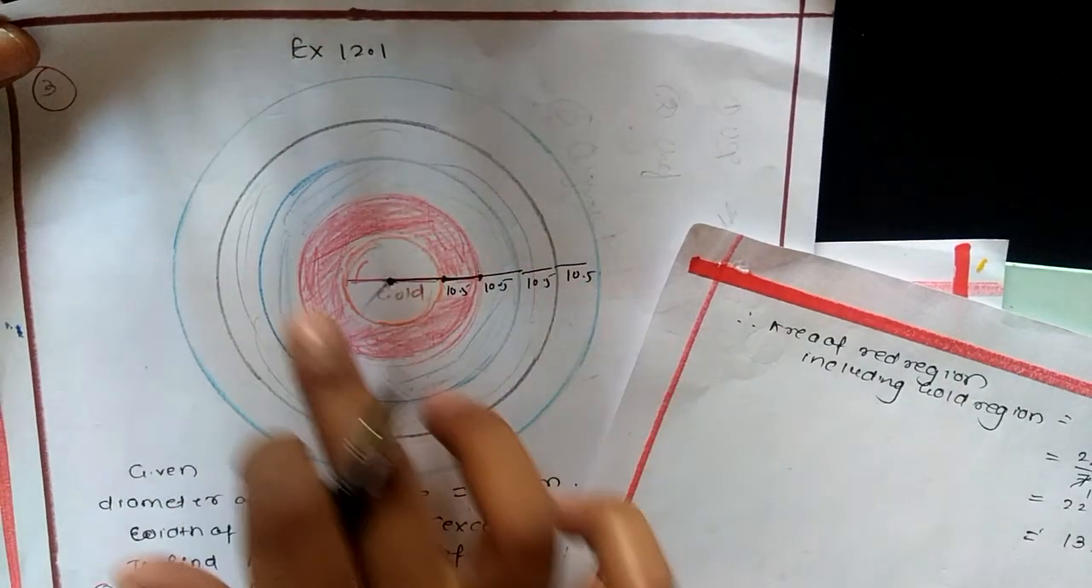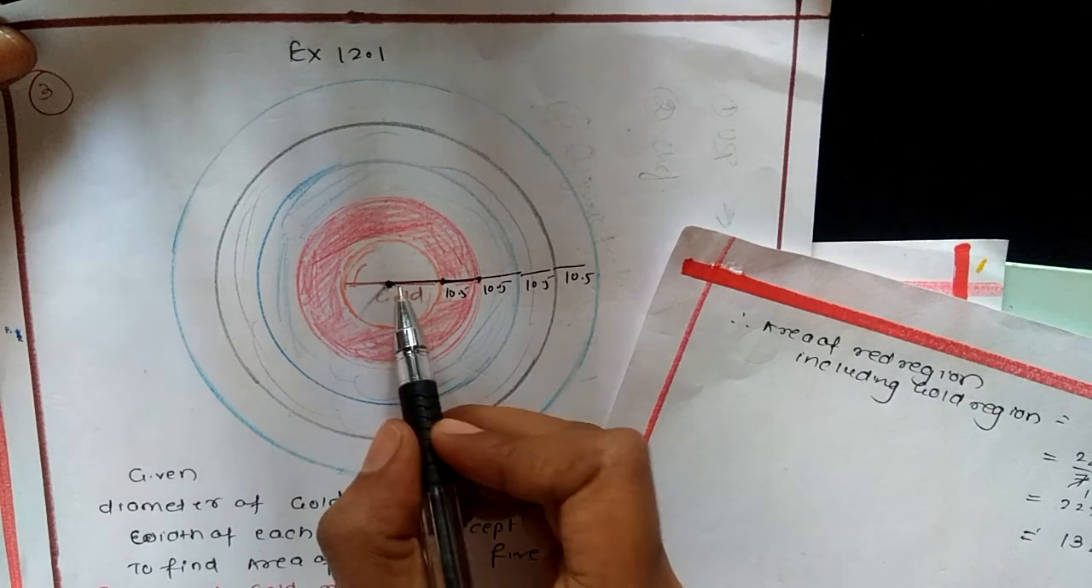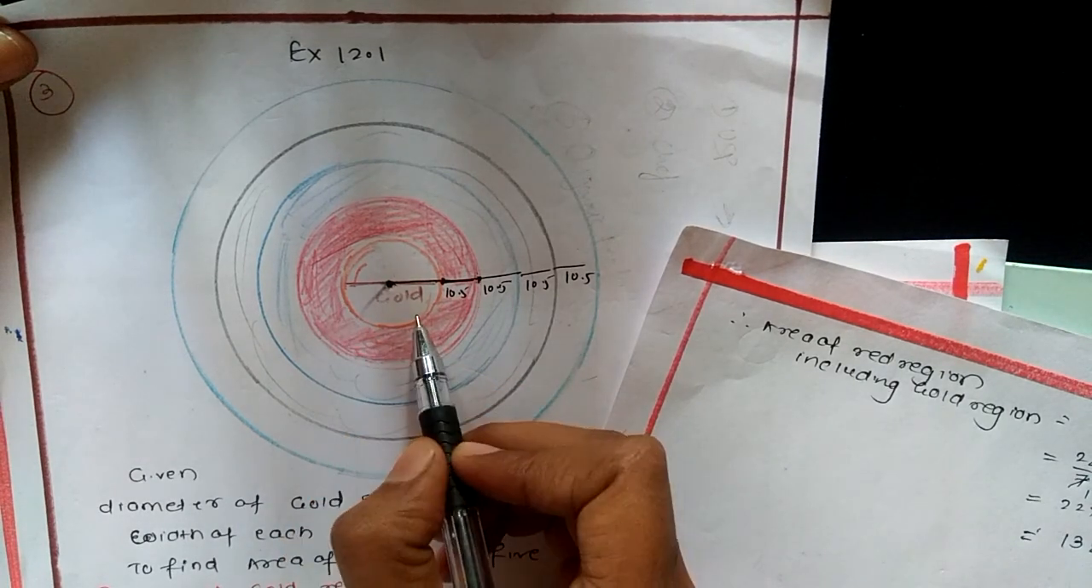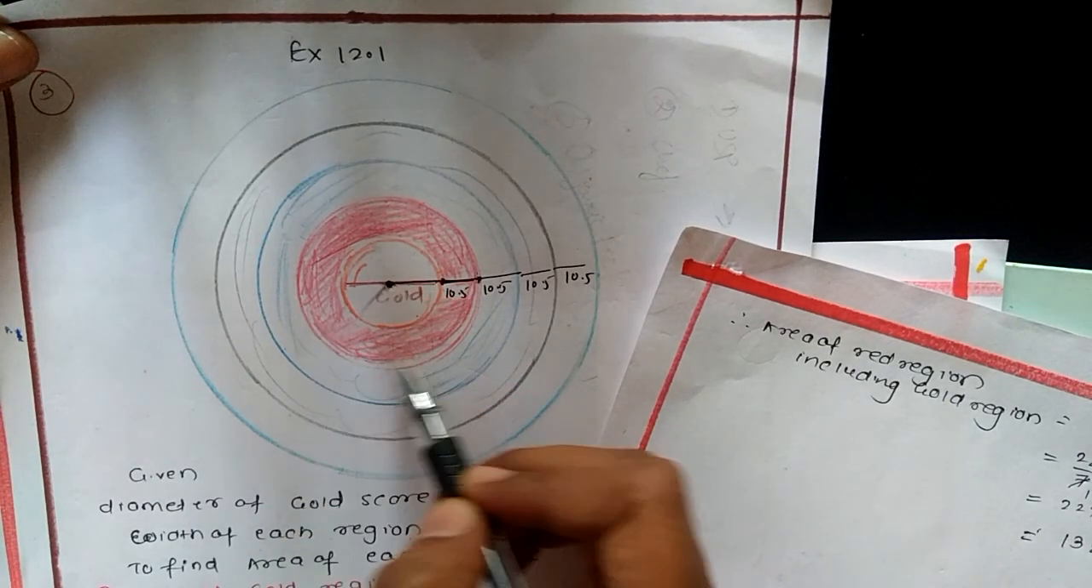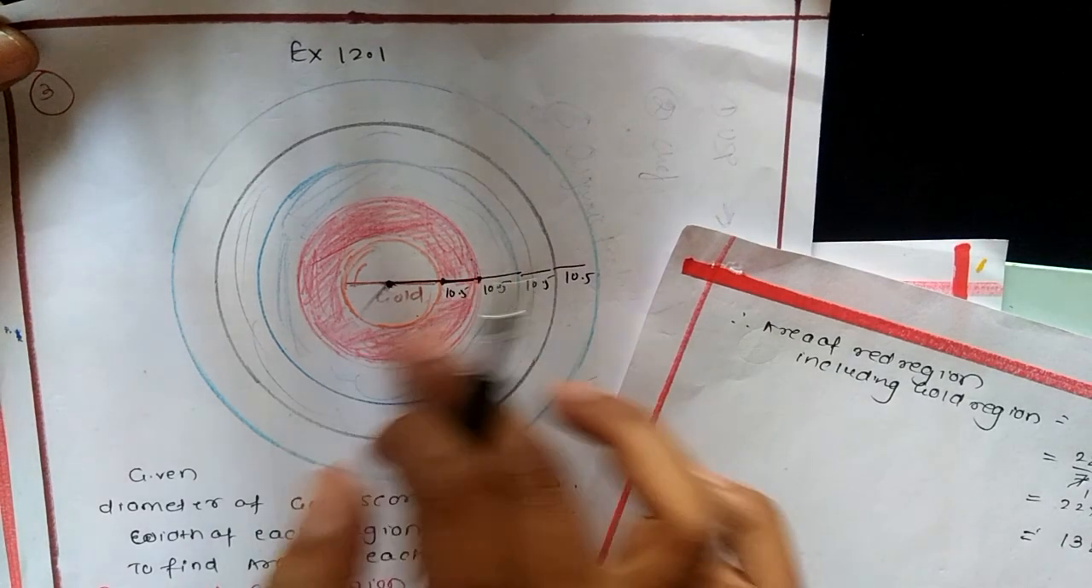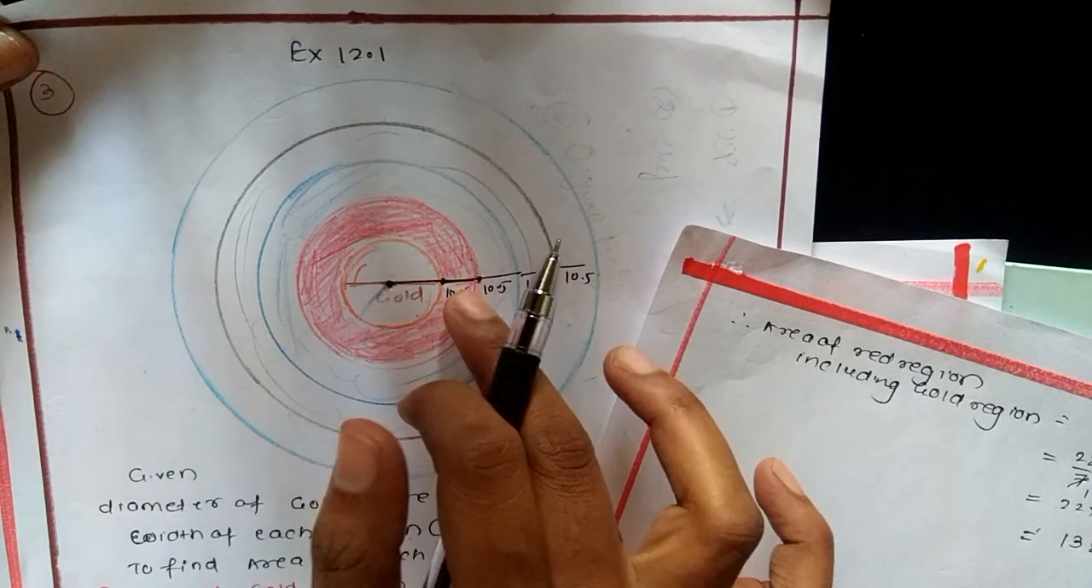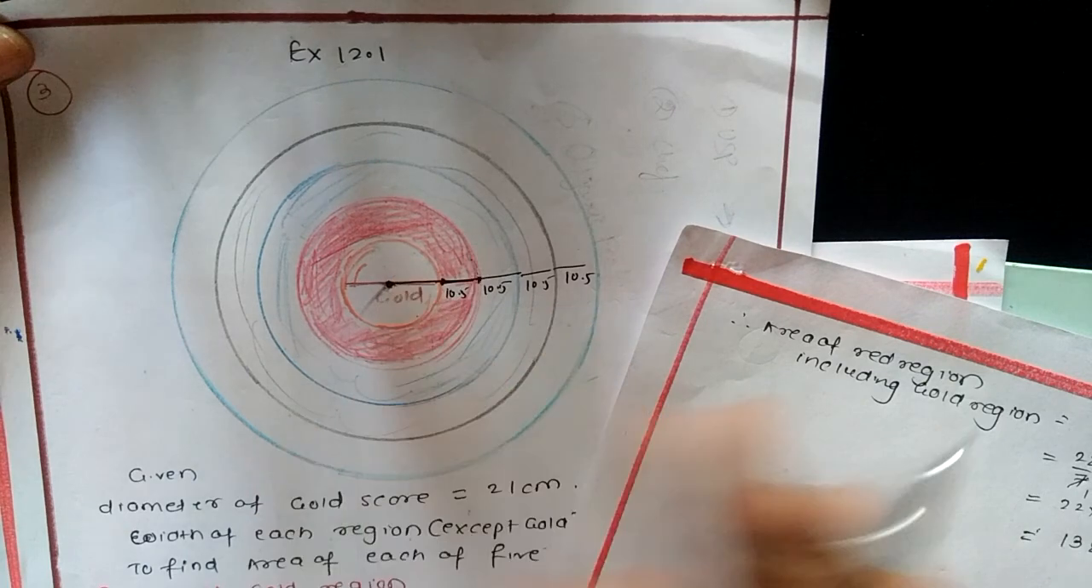But this is not the answer, because this is the area of the bigger circle. Now we want only the ring area. So from the bigger circle area, we will subtract the gold area. That will give the area of only this red ring.